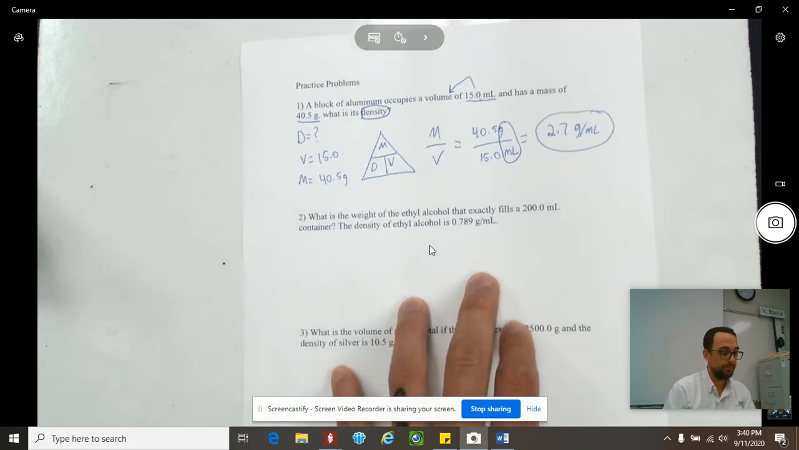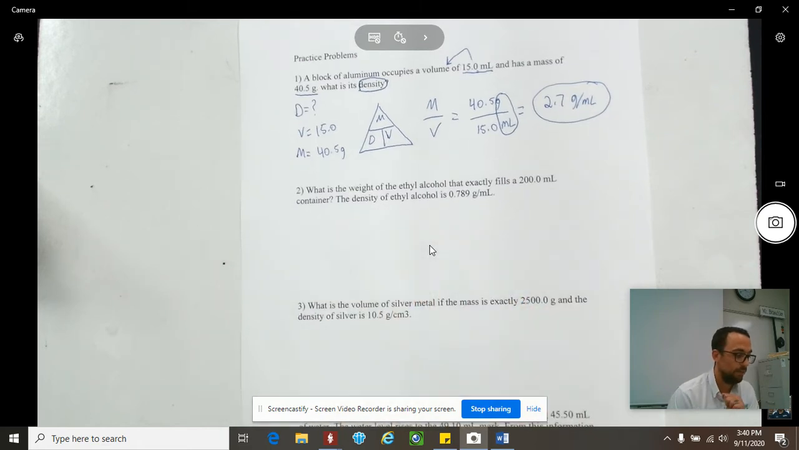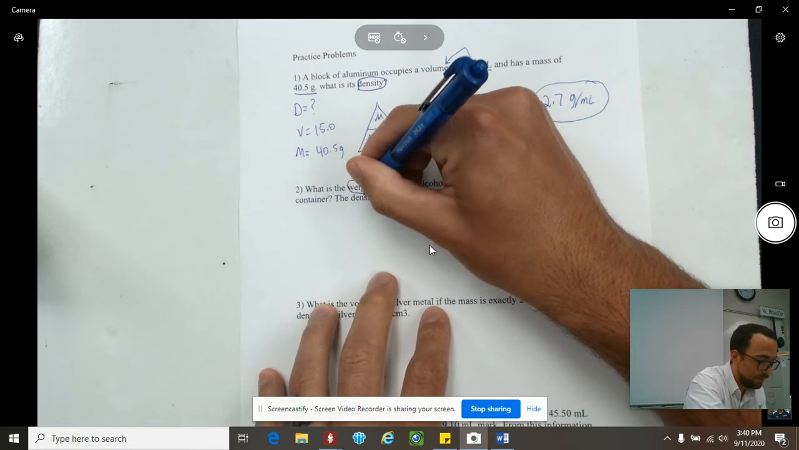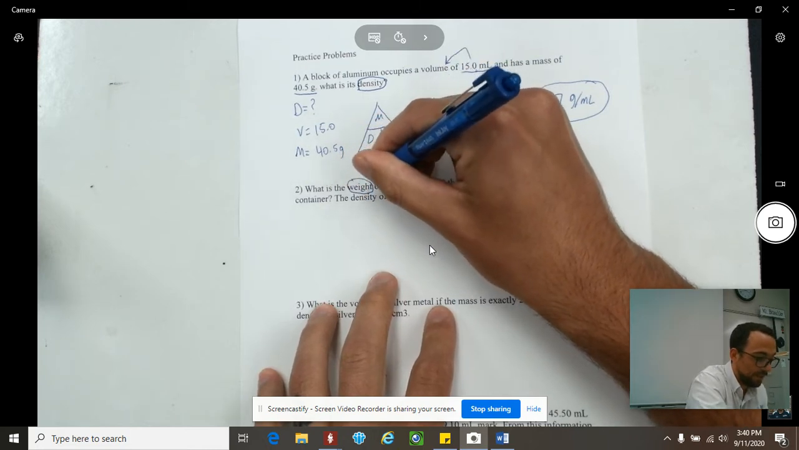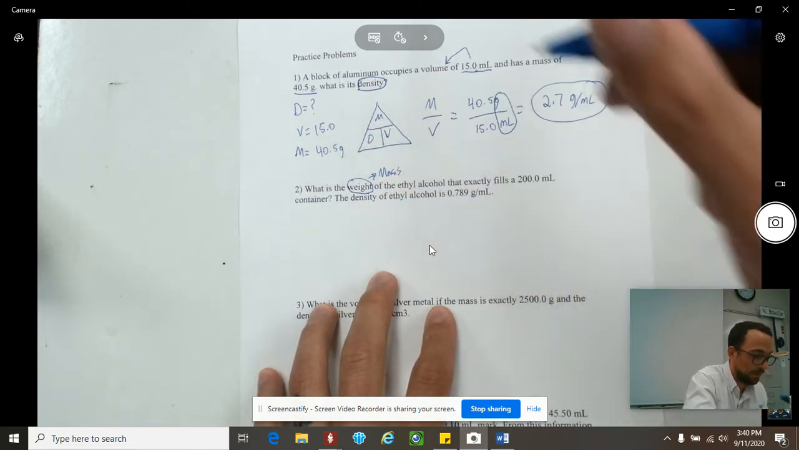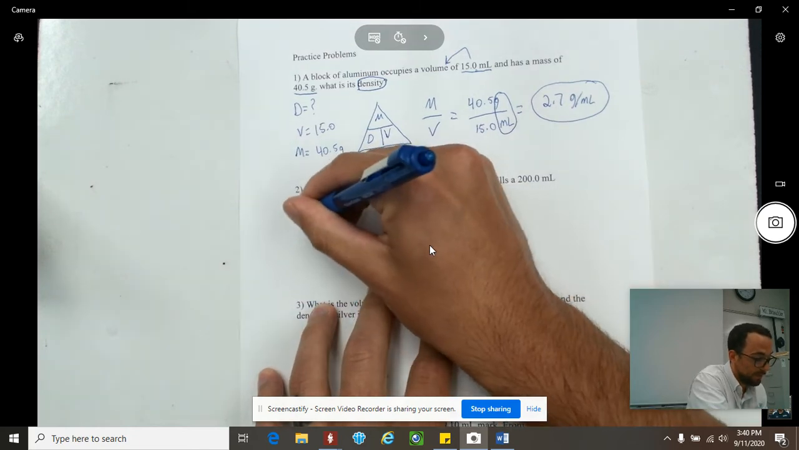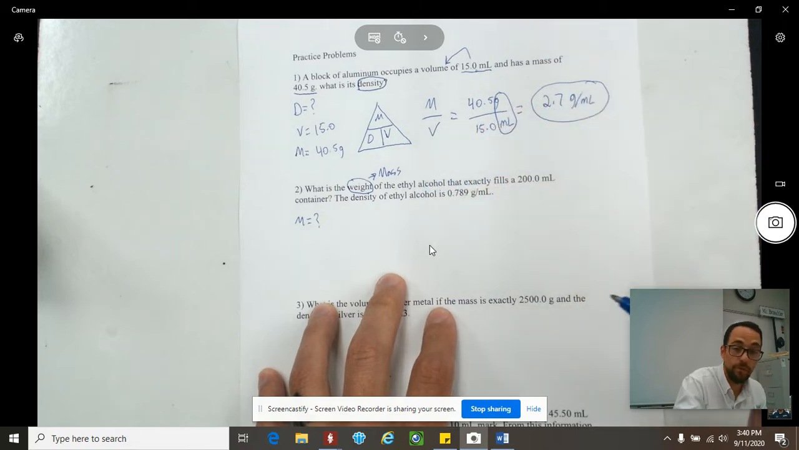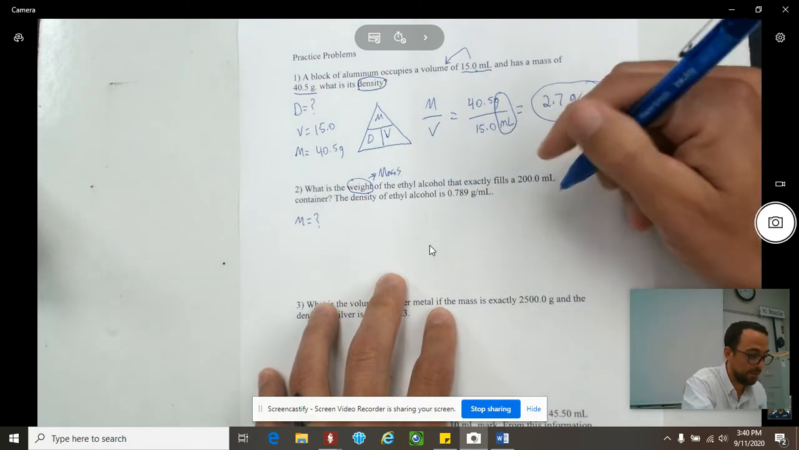All right, next one. What is the weight of ethyl alcohol that exactly fills a 200 milliliter container? The density of ethyl alcohol is 0.789 grams per milliliter. First thing, like I said, figure out what you're trying to solve for. The sentence right here says, what is the weight? Weight is another way of saying mass. So we are looking for mass. M equals, I don't know, right? Then go through the problem, find the numbers that are there, and just deal with them.